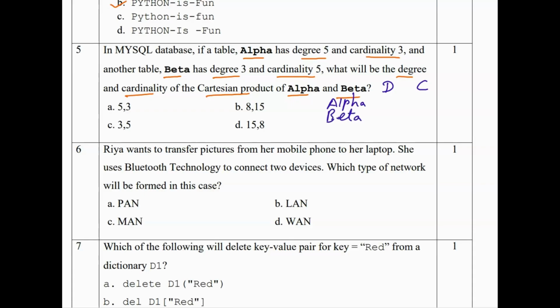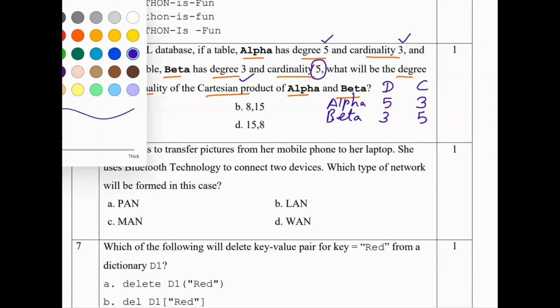So alpha and beta. For alpha, the given degree is 5, so I'm writing 5 here. And for the cardinality of alpha, which is 3, I'm writing 3 here. And for beta, the given degree is 3, so I'm writing it under beta. And the cardinality which is given is 5, so I'm writing it under the cardinality section.